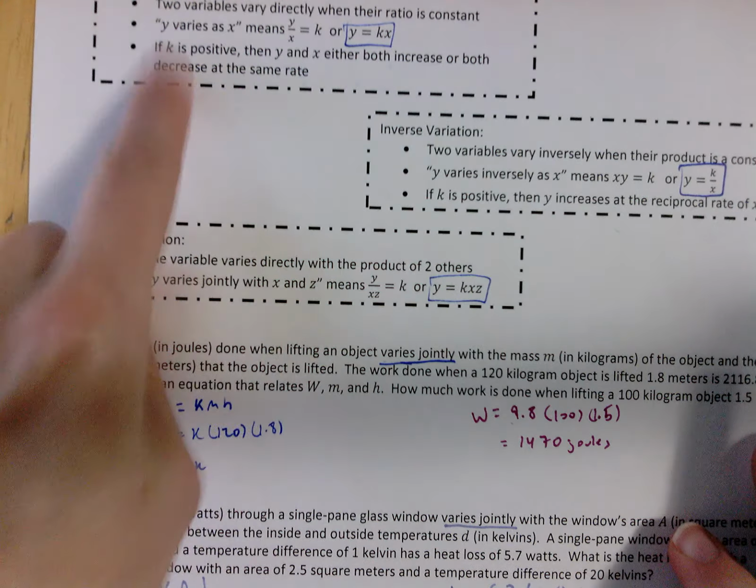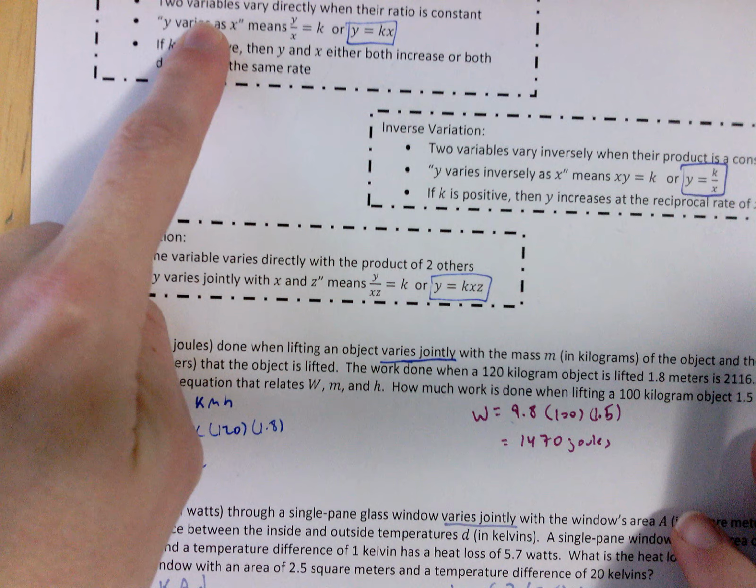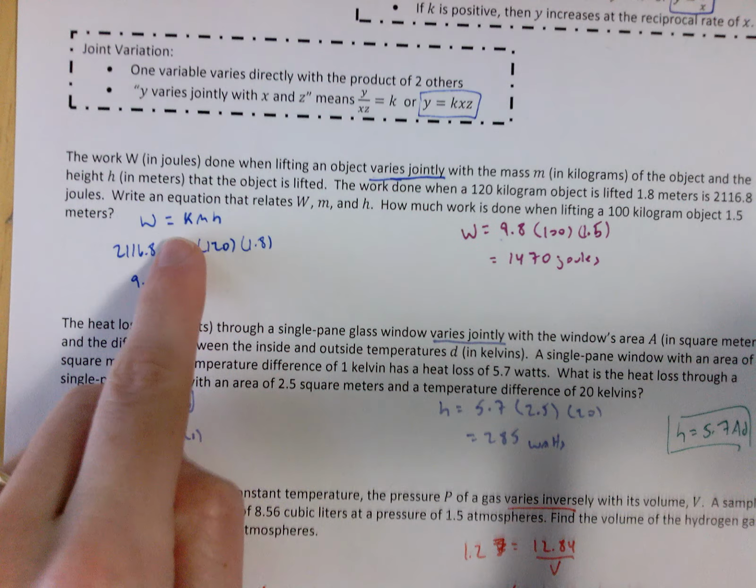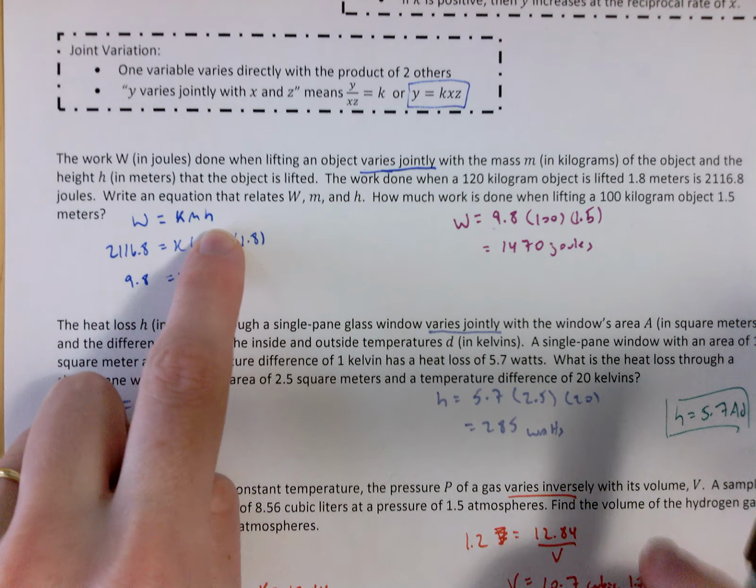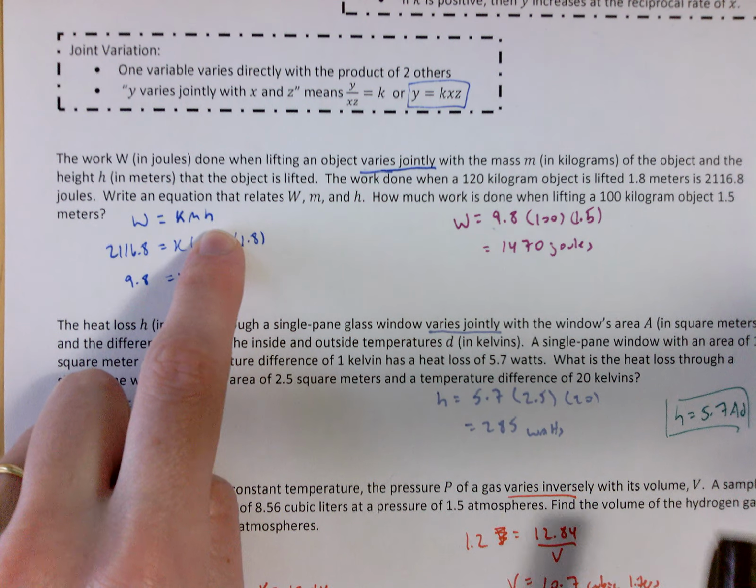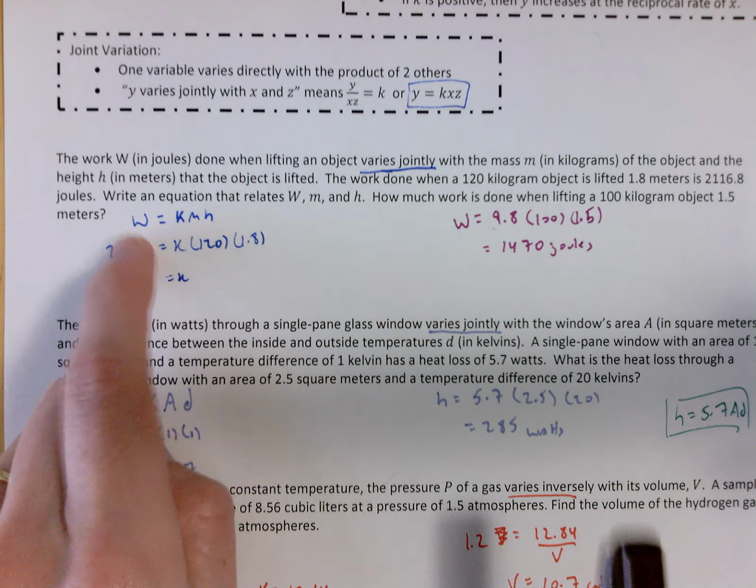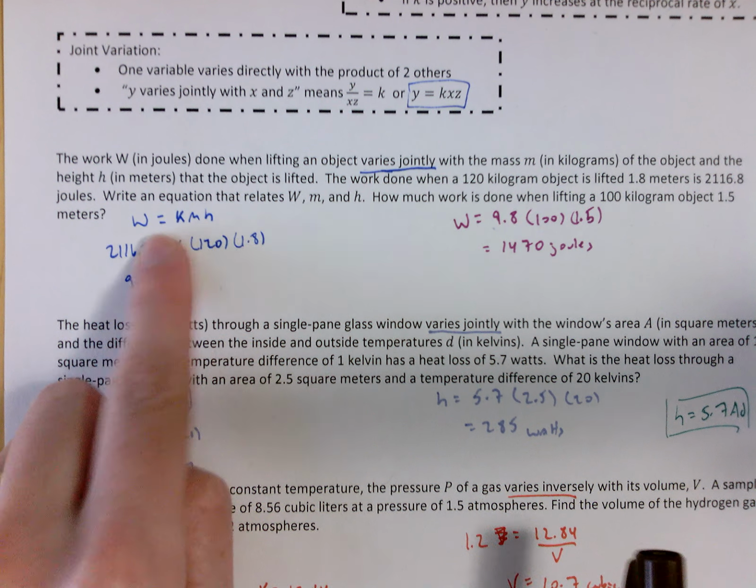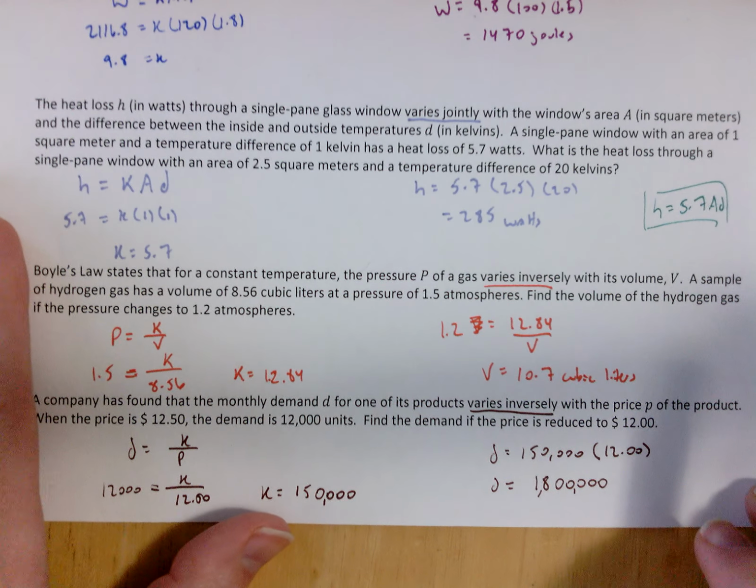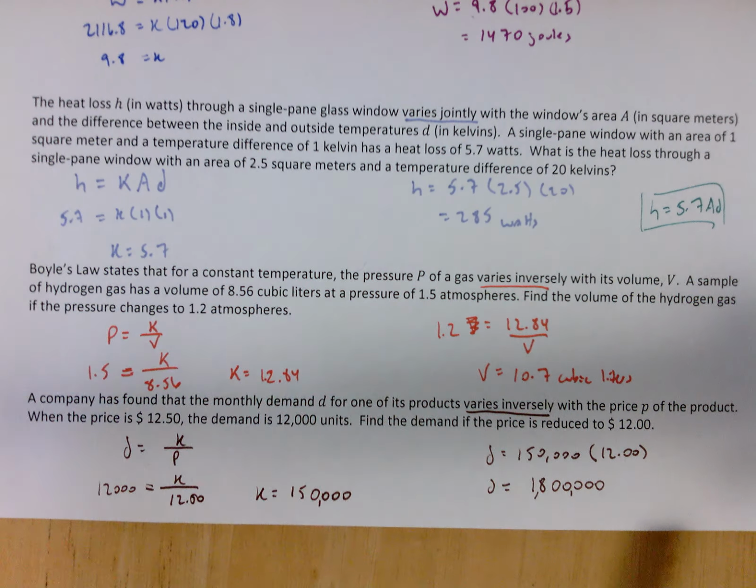We didn't do any that were just direct variation. But if it were just direct variation, it would be the same thing as a joint variation. You would just have one fewer letter. So if this had said it would vary directly, you would just have W equals KM or W equals KH. So it's the same thing if it's just varying directly. So that's your variation.